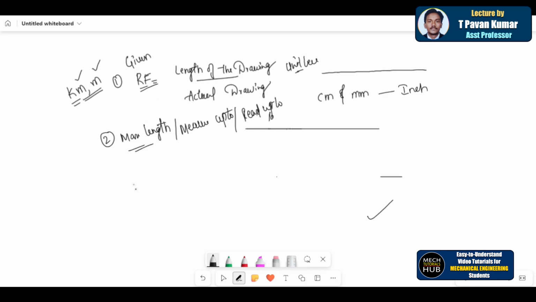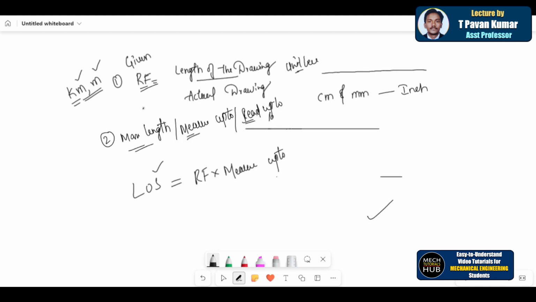Just by making use of these values, you have to construct the scale. We need to calculate length of the scale, that is equal to RF into maximum or measure up to distance, whatever is given to you in the question. If you calculate this, you get the length of the scale. Length of the scale is nothing but the length which you are supposed to draw on a sheet of paper or a drawing sheet. So this second point, maximum length or measure up to distance, you need to remember. Technically the question might be very tricky, that we need to understand.